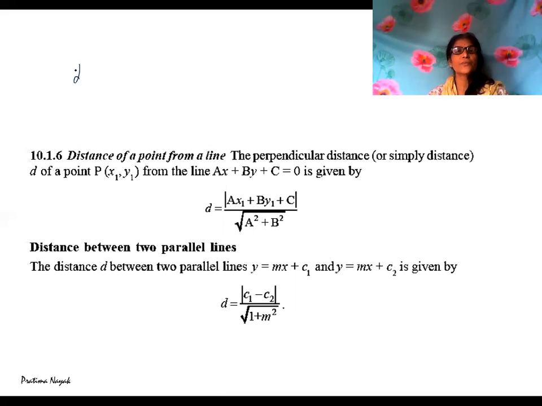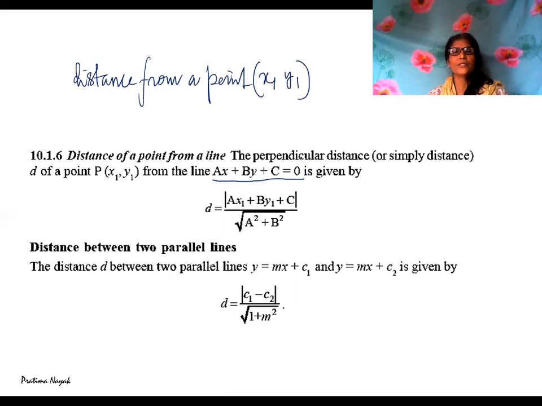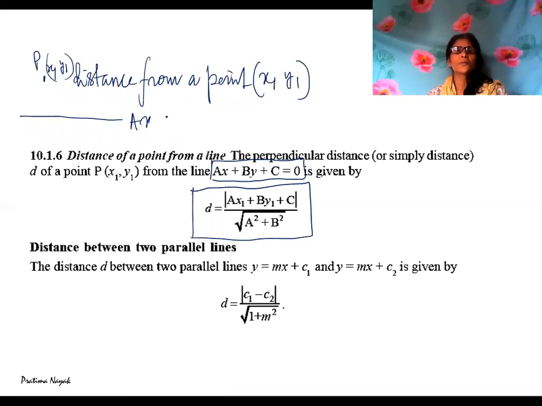Another concept is distance from a point to a line. The point is given to be x1, y1, and the line is ax plus by plus c is 0. This is the formula for getting the distance. You can write this distance as d. So the formula for d is this, and it is a modulus because distance cannot be negative.